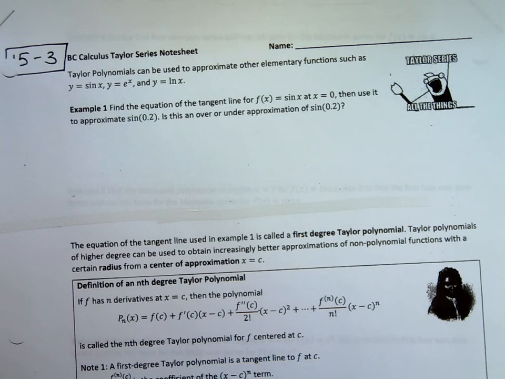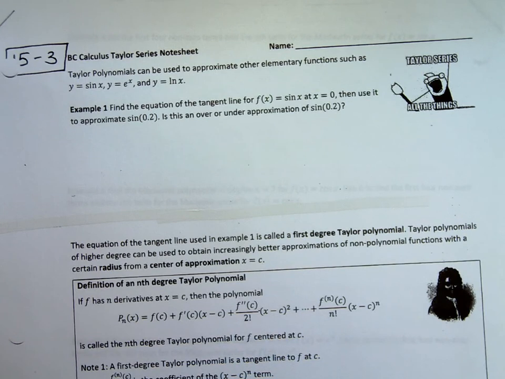Hello, my BC kids. We are looking at section 15-3 today on something called Taylor series and Maclaurin series. We are stepping away from all the convergence tests for the next couple sections. So for my girl Abby, you can take a break from all those crazy tests that you love so much.